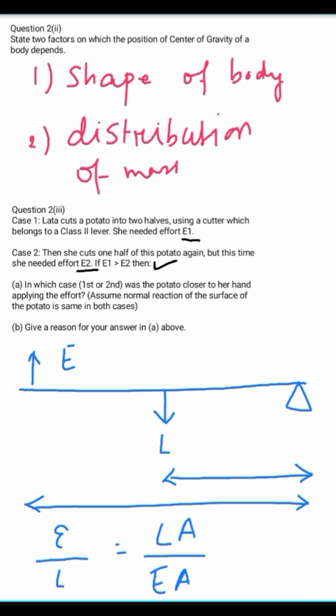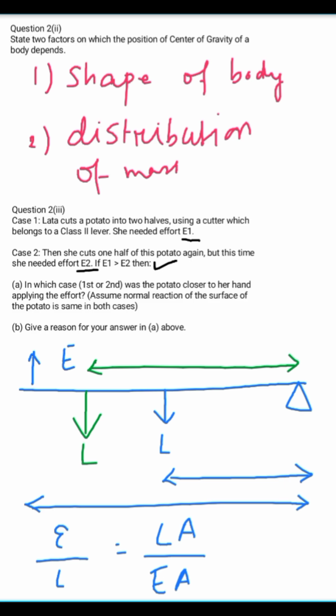That means if the load arm is more, then the effort will also be more. That means if the load is placed at a higher distance from the fulcrum, then the effort that the person has to apply will be more, and vice versa. So if, let's consider, in one case the potato was placed here, the load was placed here. So automatically the load arm will increase, and if the load arm will increase, the effort will increase. So in which case is the effort more?